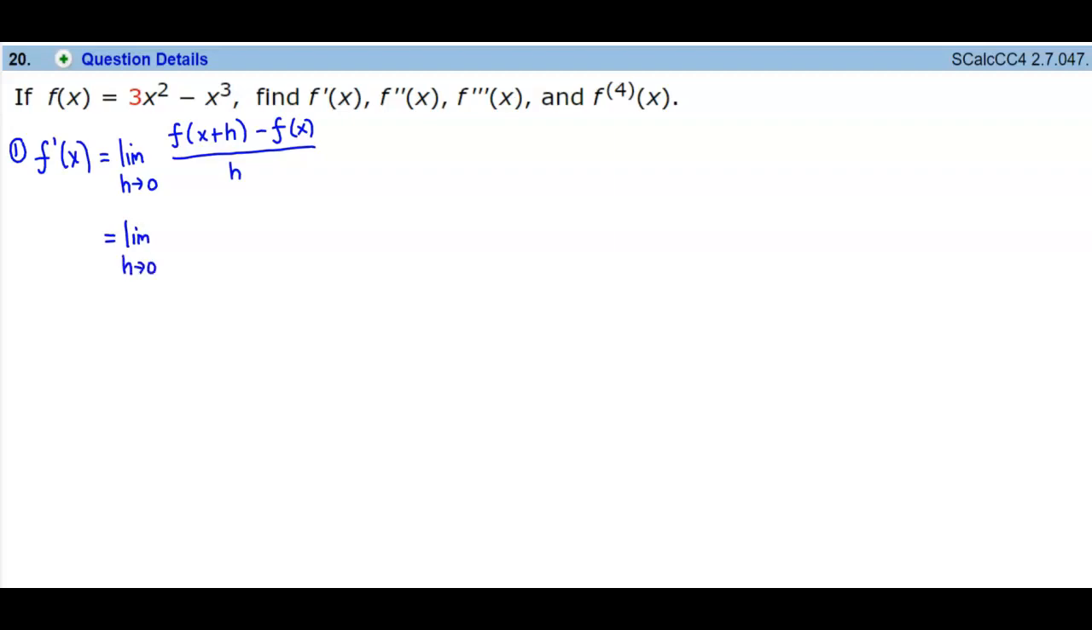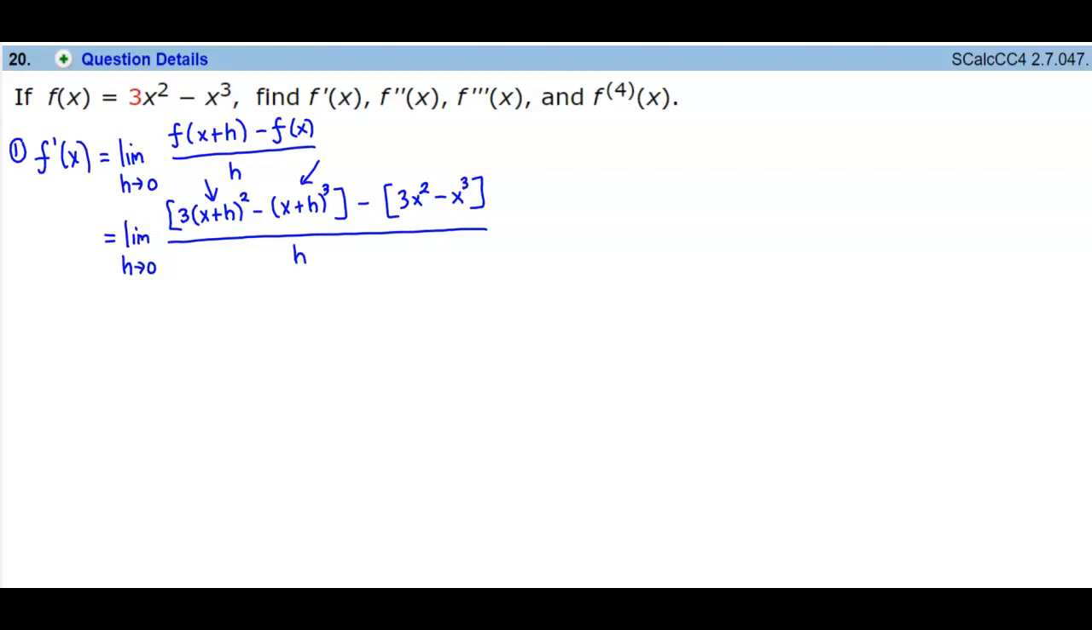So using the function, we know that the input of x plus h is going to be 3 times x plus h squared minus x plus h cubed, minus the function f of x, which is 3x squared minus x cubed, and then we're going to divide that by h. So now we need to square this binomial and we need to cube that one.